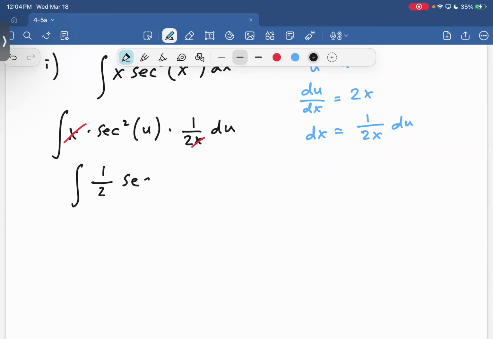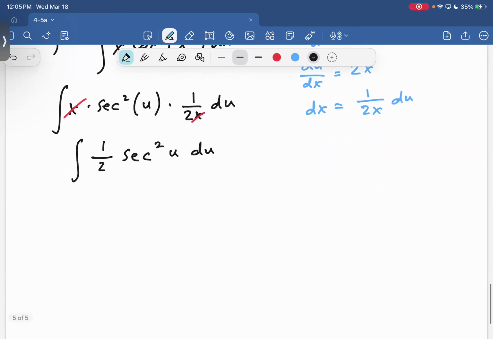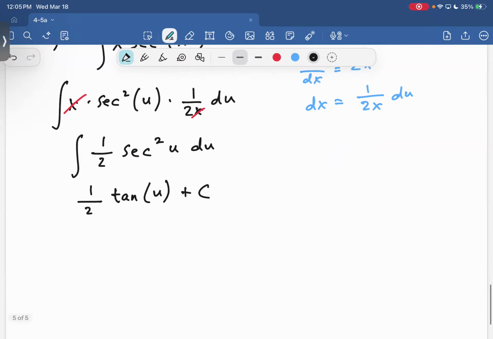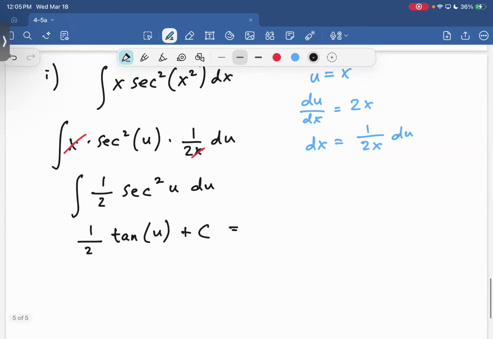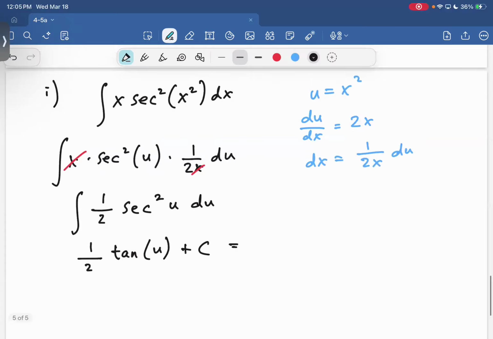So the integral ends up being 1/2 secant squared u, and the integral of secant squared is tangent u. Right? Because the derivative of tangent is secant squared, which you need to know by heart. And so for the final answer, I'm going to plug in what u originally was. So it's 1/2 tan x squared plus c.